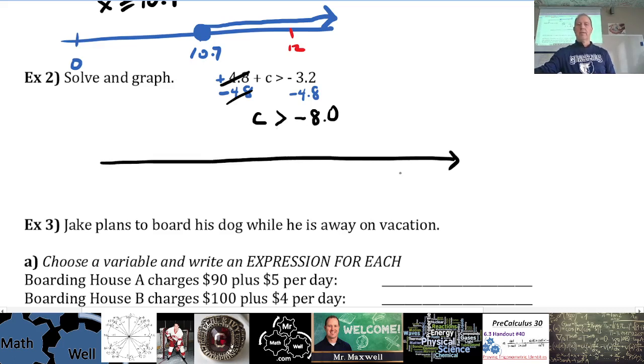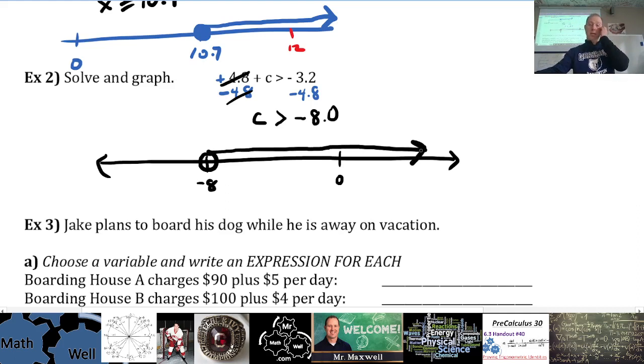So graph it. Let's make our number line. I would suggest that you put the number that's in the inequality on there, negative 8. I would also suggest that you put a 0 there. The reason is because you don't want to get confused as to which way your arrow's going. It's going to help a lot if you have a 0 there. So C is greater than -8. Greater than means to the right on the number line. So I have an open circle here because there's no "or equal to," and then I'm going to draw my arrow to the right.